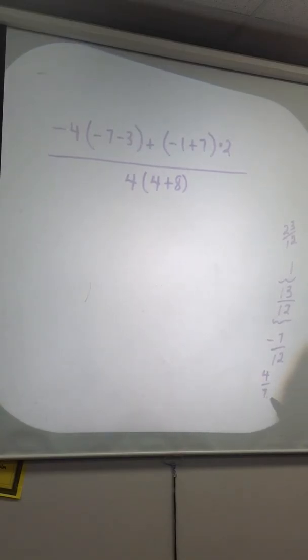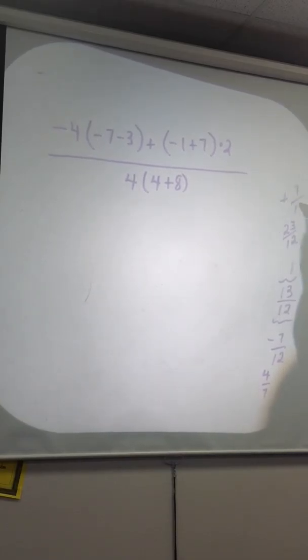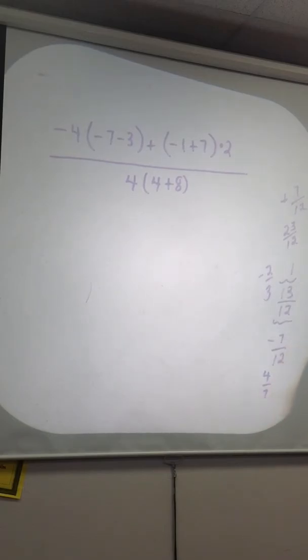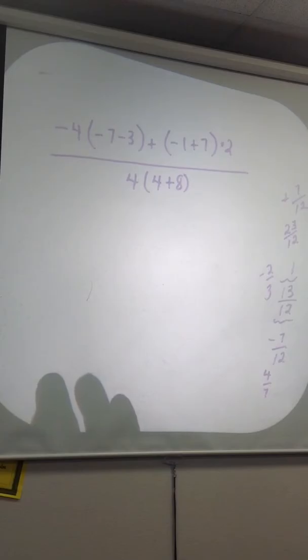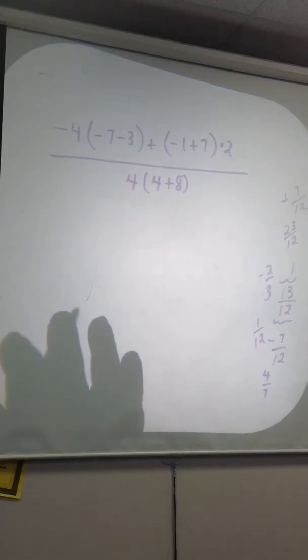And what do you have, Alan? Positive 7 over 12. How about you, Cal? -2 over 3. Talia, what do you have? 1 over 12. Oh, boy, we got a lot to choose from here, don't we? All right, well, let's see what we've got.